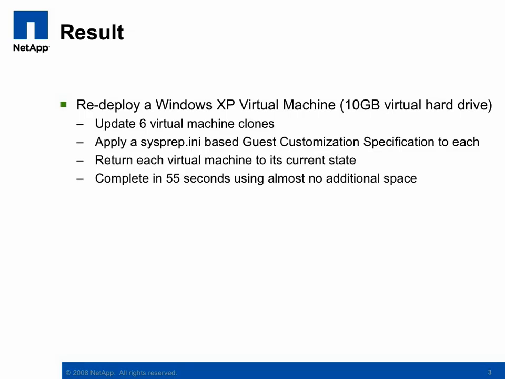So let's check our results here. We did successfully redeploy a 10 gig virtual hard drive to 6 virtual machine clones. They were all sysprepped. We then brought each virtual machine back to its state at the time of the redeploy. We completed all of this in less than a minute, and because we used the file level flex clone feature of the NetApp controller, this consumed almost no space.